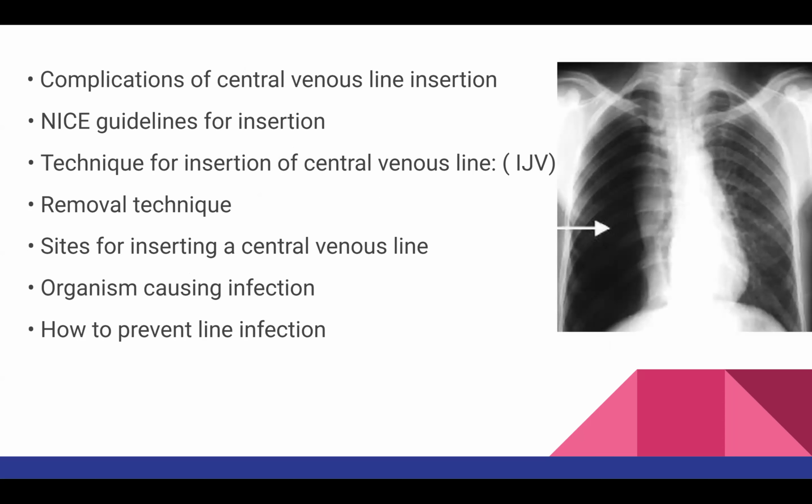Okay, so what are the complications of central venous line insertion? It can injure the lung, it can injure the internal carotid artery. It can lead to hematoma. It can also injure the thoracic duct, which can lead to chylothorax. These are all during the insertion. After insertion, the patient can also go into infection. There could be an embolus, or there can be thrombosis of the vessel.